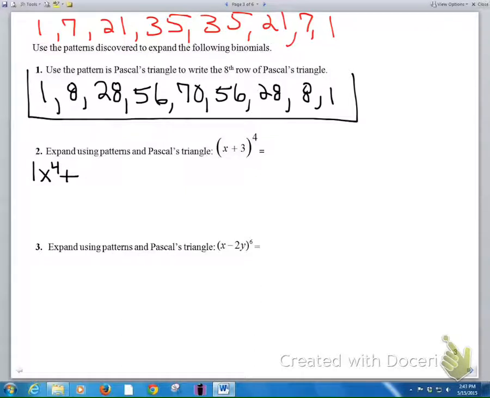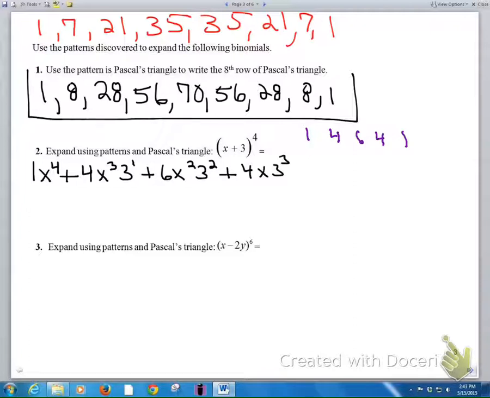So we've got 1 x to the 4th. Then we've got 4, because you've got the 4th row of Pascal's triangle, which is 1, 4, 6, 4, 1. Okay? So that's where I get those numbers. Then the x goes down in degree, so x to the 4th, then x to the 3rd, and the 3 goes up in degree. And you notice that all of those exponents on the x and the 3 add up to 4. We've done this in Algebra 2.